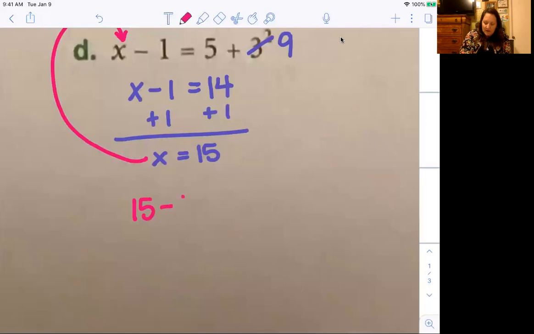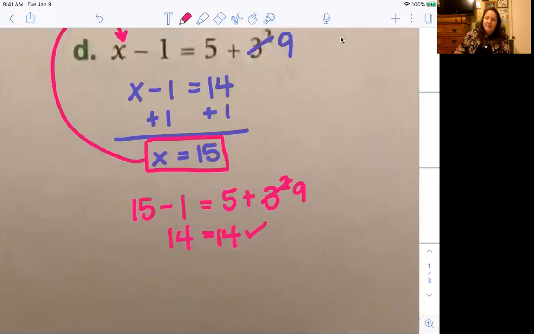15 minus 1 equals 5 plus 3 squared. 15 minus 1 is 14 equals, well, we know 3 squared is 9. 5 plus 9 is 14. We are good to go. X does equal 15. Hey, you guys did such a great job today.